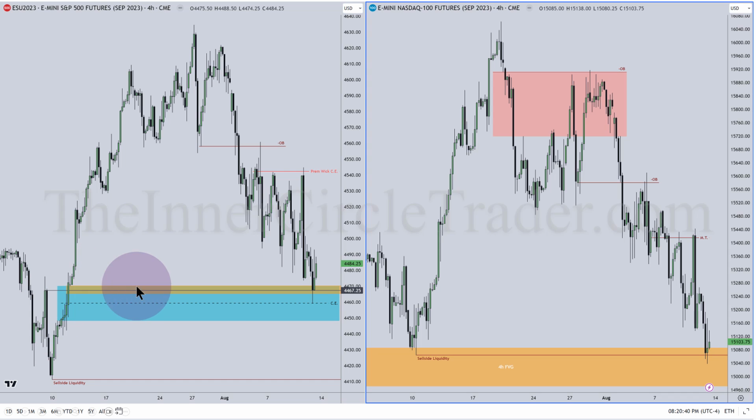So this little fair value gap here was part of that larger imbalance. And then we have the market trade, in fact, down into that today. Notice the bodies telling you the narrative, which is what I shared this morning on Twitter.